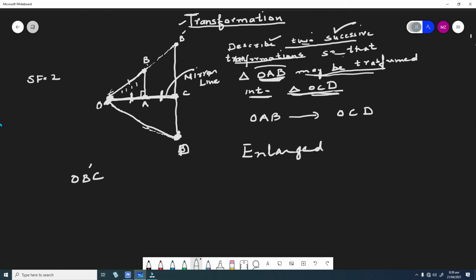So firstly we have enlarged the figure by taking the origin as the center of enlargement and a scale factor of 2. And the second transformation was reflection. We have reflected the enlarged figure by taking OC as the mirror line.